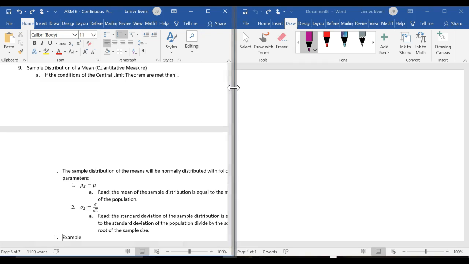Okay, so typically when we are in the quantitative case, we're going to take a measure of all the things in the sample, and then we're going to take the mean of those measurements. So you're going to get a sample mean, right?